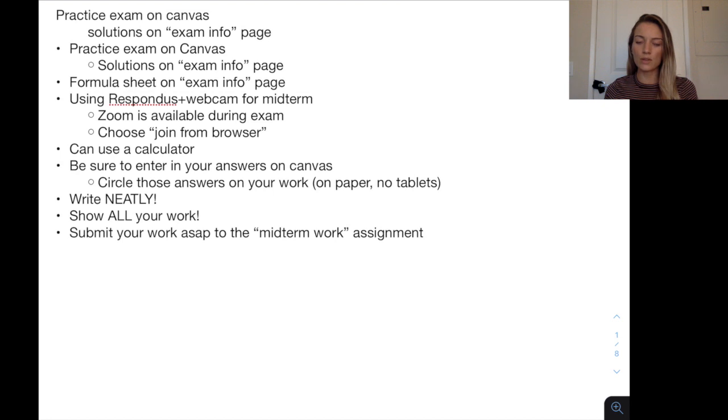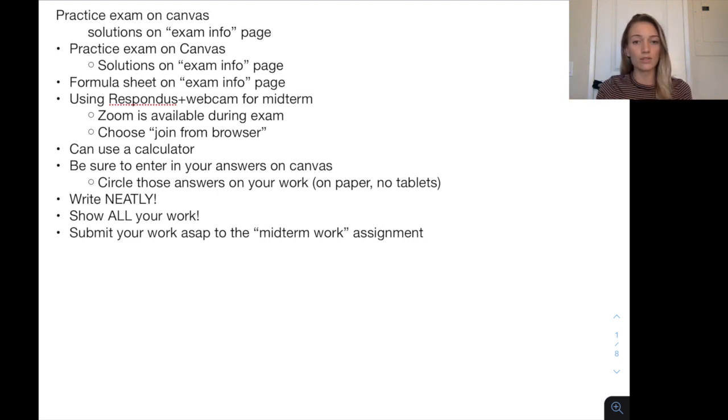For the short answer, you're going to be doing your work on a blank piece of paper. And then the most important thing is when you're done with your work and you're going to submit your exam, make sure that you enter your final answer on Canvas. So for the short answer, let's say you get 76 meters per second as your final answer. Circle that on your paper and then also enter 76 meters per second on your Canvas quiz. So make sure that your final answer matches up with the answer that you input on Canvas.